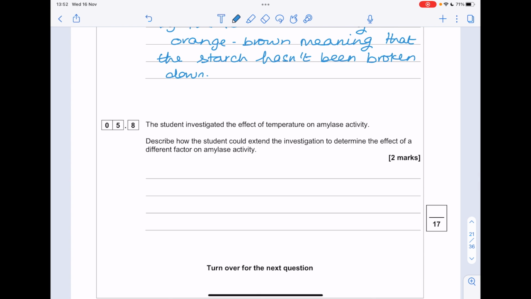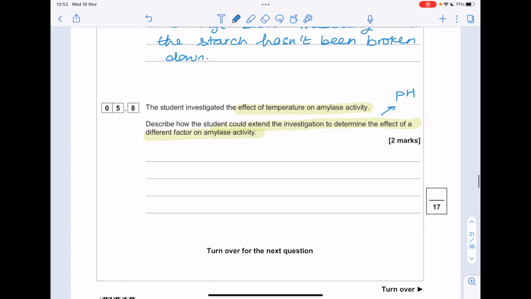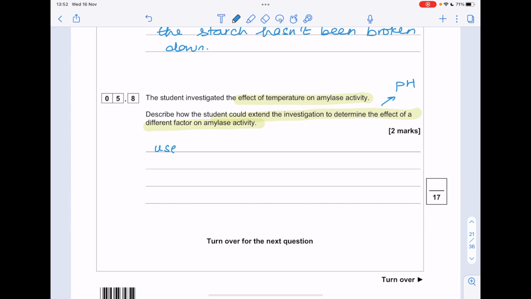The student investigated the effect of temperature on amylase activity. Describe how the student could extend the investigation to determine the effect of a different factor on amylase activity. Well, we could look at pH and what effect that has. So use a range of different pHs. But remember, we need only one independent variable, so we'd have to keep the temperature the same.